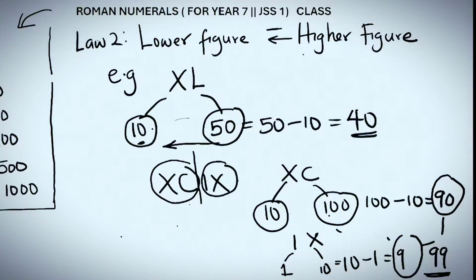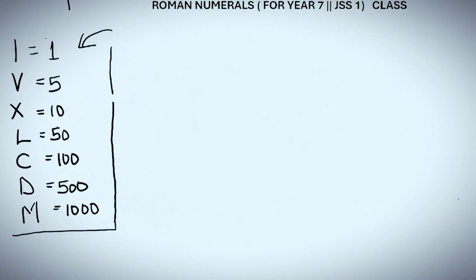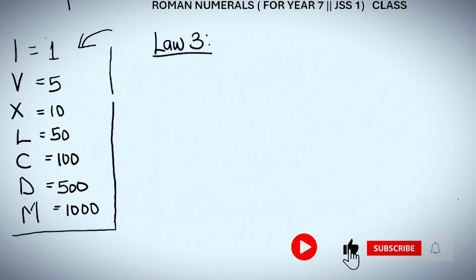Let's look at the third law of Roman figures, or Roman numerals, as you have it. Let's talk about law number 3. For law number 3, it's very simple. Law number 3 says if we have the same figure repeating itself, what we do is to add all the figures. So we add repeating figures, right?